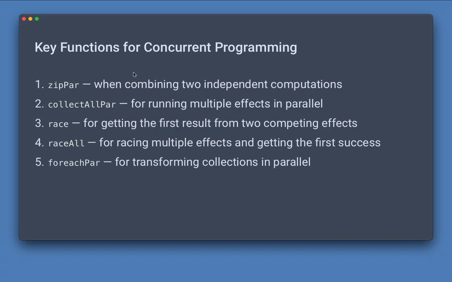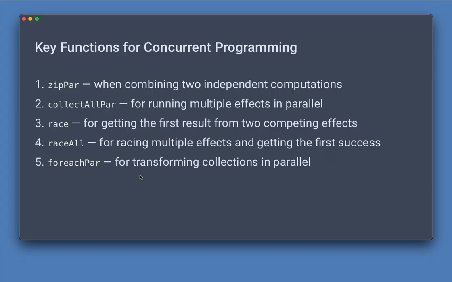There's at least 5 key functions that I'd like to look at. Zip_par is the first one, and we use that when combining 2 independent effects that we're going to run in parallel. You'll see what I mean in just a few moments. Collect_all_par is a bit more advanced. It lets us run as many effects as we need to in parallel and then collects the results. Race is a function for racing 2 competing effects against each other, and then we use the winner from that race. And race_all isn't limited to 2. It lets us race as many as we need and gets the first success.